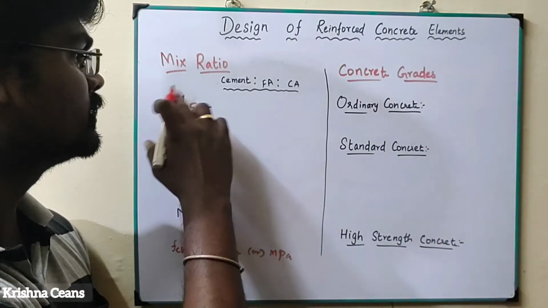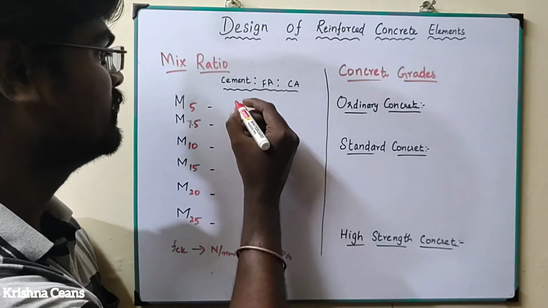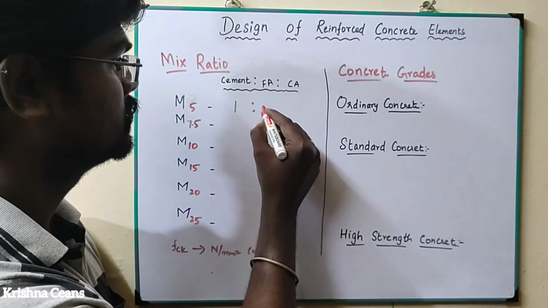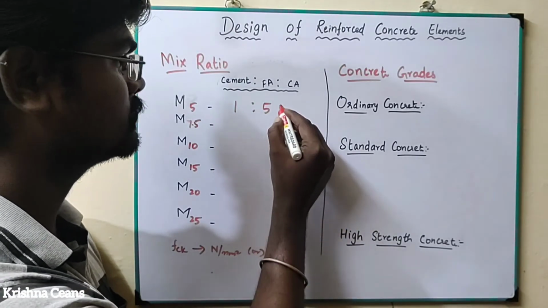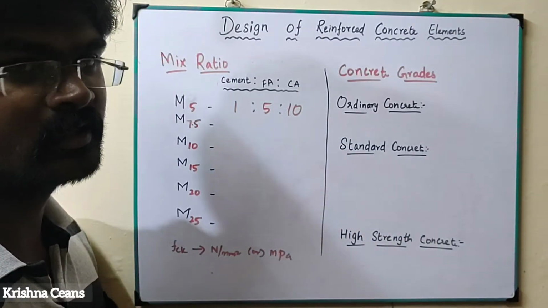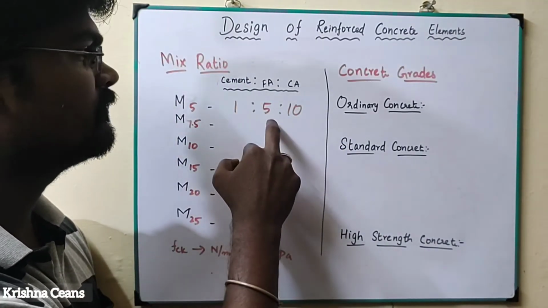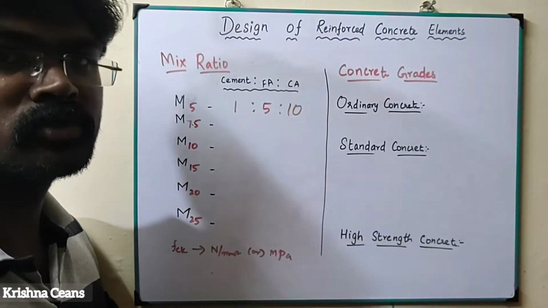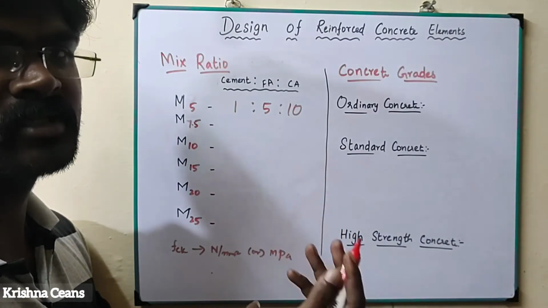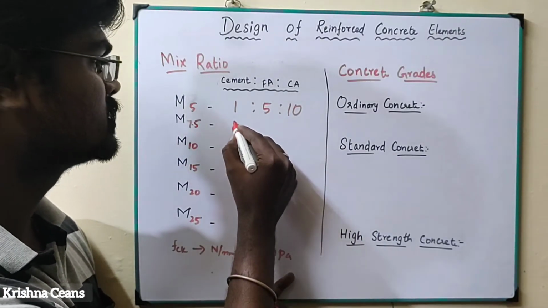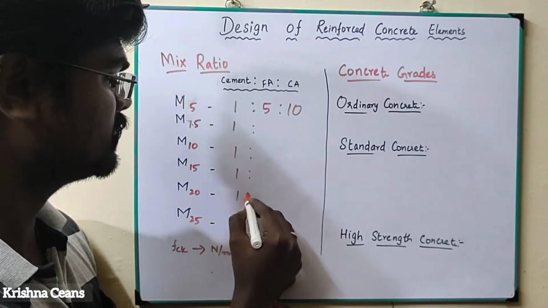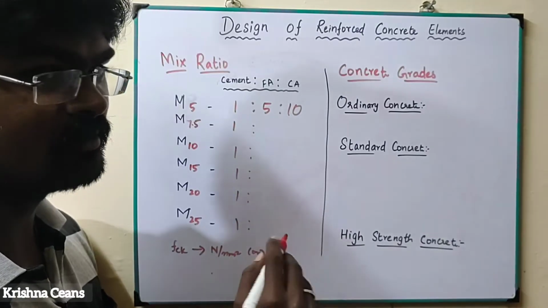For the mix proportion of M5, we can easily remember it: 1 part of cement, 5 parts of fine aggregate, 10 parts of coarse aggregate. Similarly, we always take the proportion of cement as 1 only. 1 part of cement, 1 part of cement, 1 part of cement. So we can easily remember it.